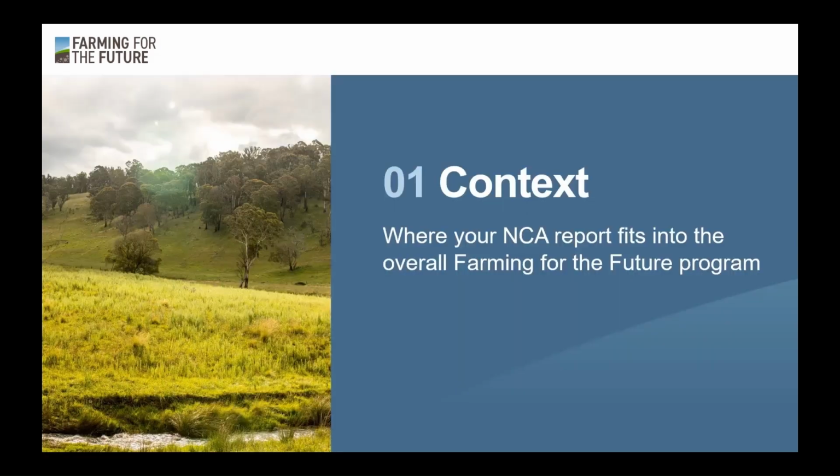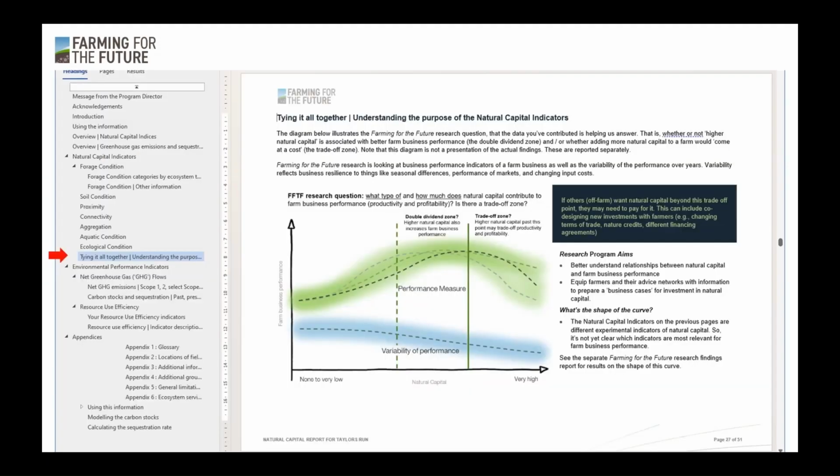Before we get into the detail of the report itself, I just wanted to provide some context about where your natural capital account report fits into the overall Farming for the Future program. So the primary goal of Farming for the Future is to build an understanding of the relationship between natural capital and farm business performance. Traditionally, it's been considered that increasing natural capital comes at a trade-off to farm business performance, and yet small early studies would indicate that this isn't necessarily the case, and there's certainly the potential for a trade-on zone where increasing natural capital also provides improved farm business performance.